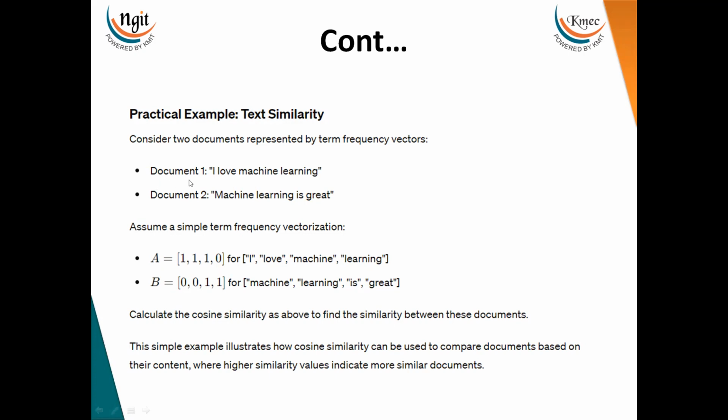Here there are two documents. One document consists of "I love machine learning" and the other document consists of "machine learning is great". Now I want to see how much similarity there is between these two data points, or these two documents, so we apply cosine similarity here. I suggest you solve this example using the cosine similarity formula. So this is all about the similarity measures.